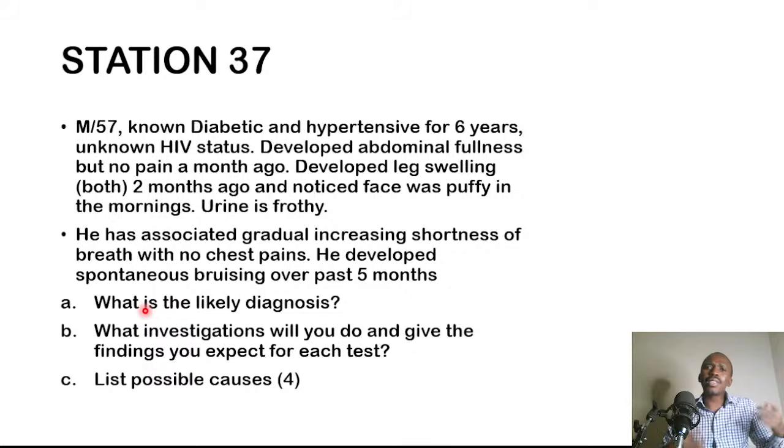And what is characteristic of renal disease is that it starts off with puffiness around the eyes. Now you may ask, why is it around the eyes? It's because the tissues around the eyes are very loose. So that's where most of the fluid actually accumulates.